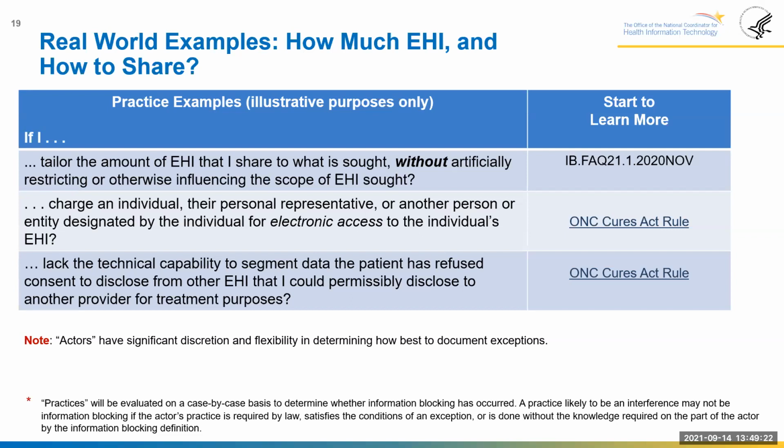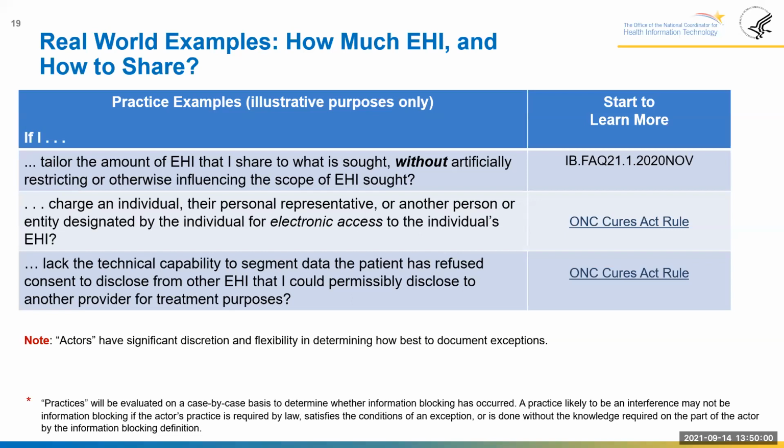Got it. If I charge an individual, their personal representative, or a person or entity designated by the individual for electronic access to the individual's EHI. And the thing that is important to remember here is that we did say in the rule that charging fees for access, exchange, or use can interfere. They can inhibit. We do have a fees exception, as noted earlier, that can cover costs.